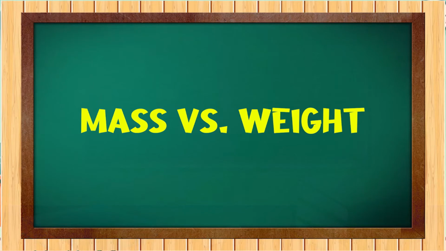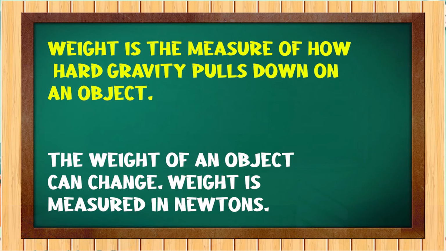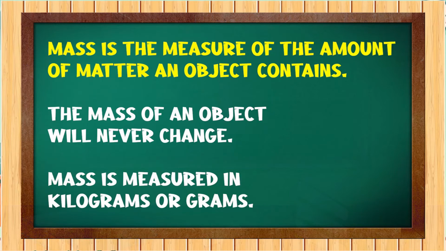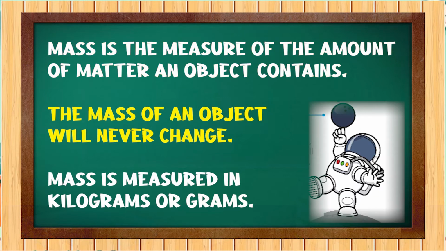Mass versus weight. Let's look at weight. Weight is the measure of how hard gravity pulls an object down. The weight of an object can change. Weight is measured in newtons. Mass is the measure of the amount of matter an object contains, as we discussed previously. The mass of an object will never change. Mass is measured in kilograms or grams.